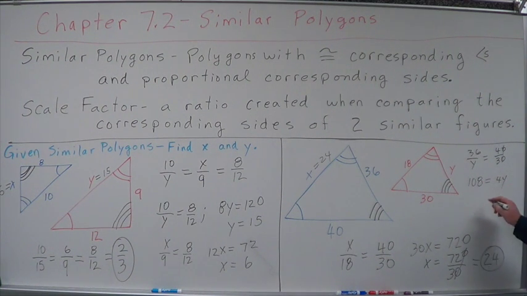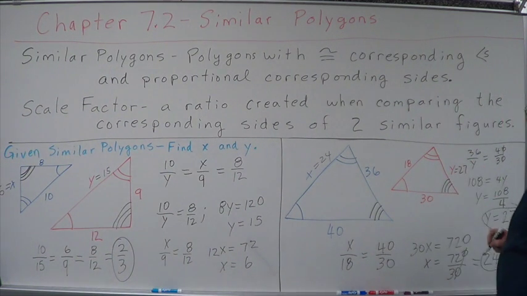Equals 4y. Y equals 108 divided by 4. What do you get? 108. Oh, look at there. Y equals 4. No, it doesn't equal 4. Equals 27. So what do we know? This is 27. So we figured that out.